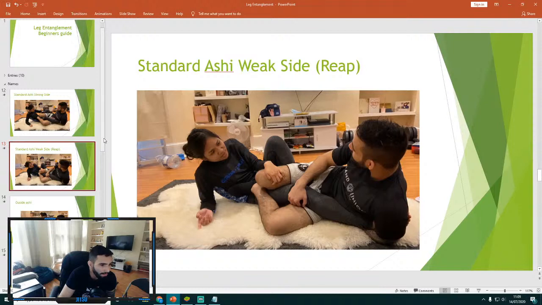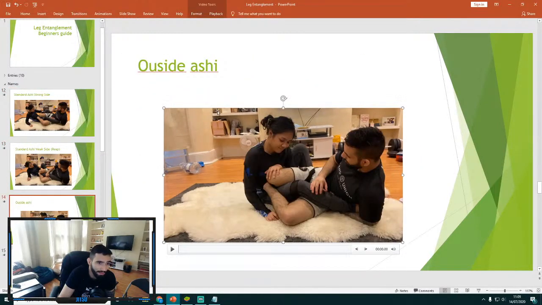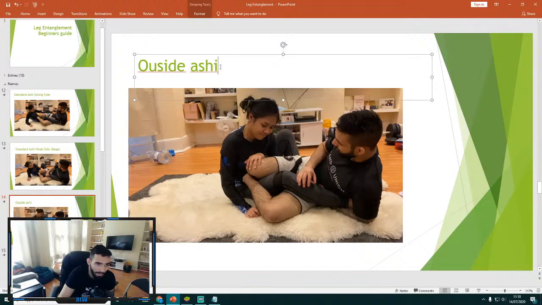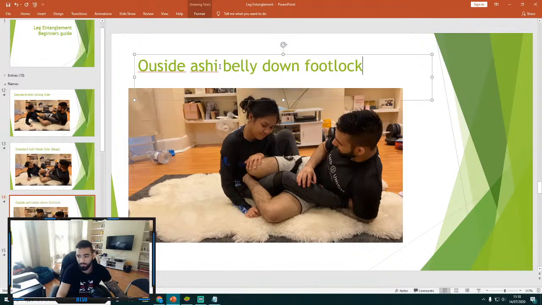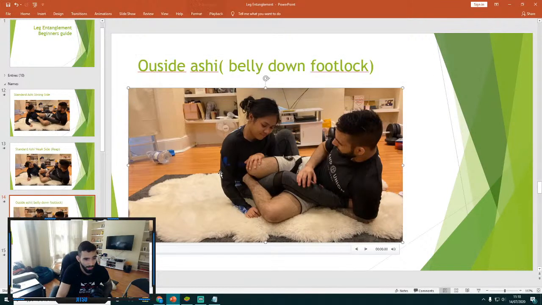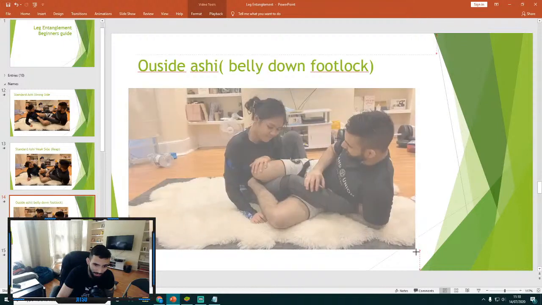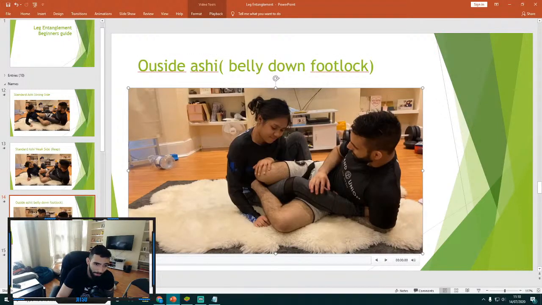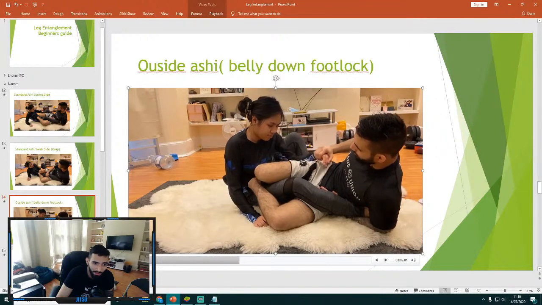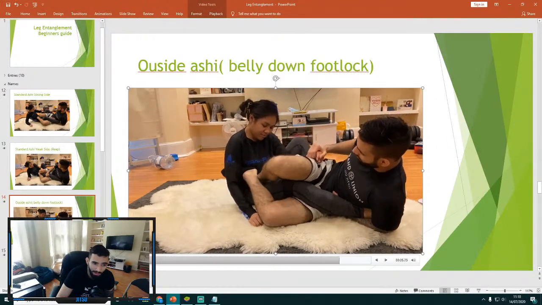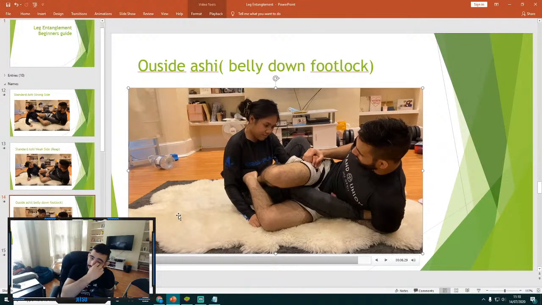So moving on, we have our standard ashi. Next up, it's outside ashi. Some people know it as belly down footlock as well, so I'll put that in here as well. Outside ashi is simply, so this is our standard ashi position. When I bring my leg over to the other side, that becomes outside ashi, or double outside, some people call it. I think there's some other names, but I can't remember them. These are the only ones I can remember.